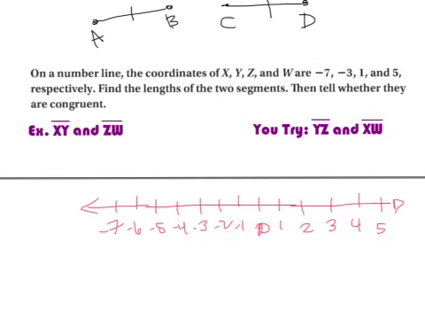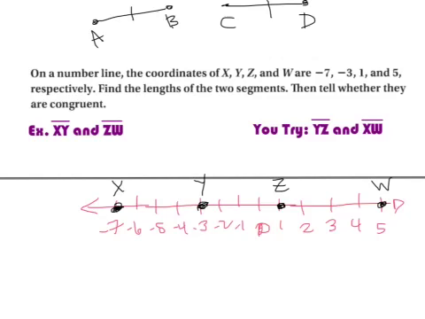So let's put these points on here. I know x is at -7, so here's x. Y is at -3. 1 is for z. And w is at 5.